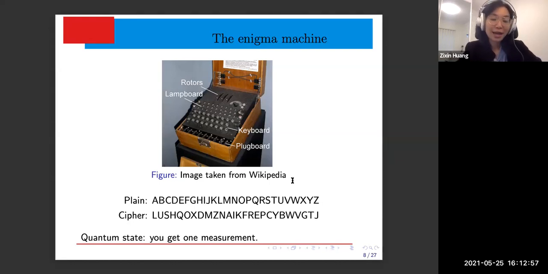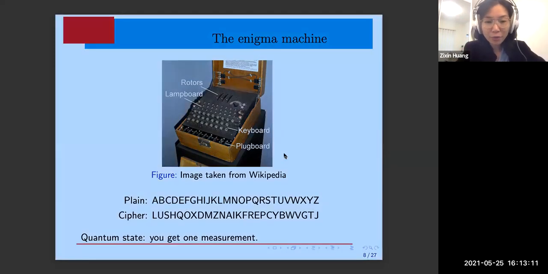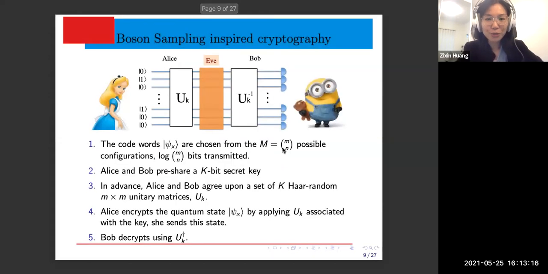But on the other hand, when you have a quantum machine, one thing you have on your side is the no-cloning theorem. So when you measure it once, it's gone. Right, so that's what we're aiming for. Cool. So now I can tell you about the protocol.